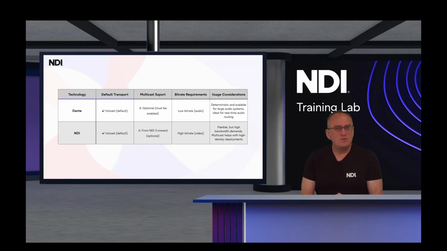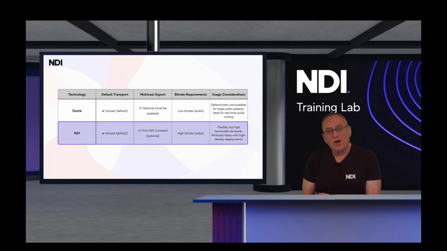Dante was explicitly developed for real-time audio. It uses unicast transport by default. Multicast is supported for specific use cases, but it must be explicitly enabled. Its low bitrate and deterministic behavior make it ideal for large-scale audio routing.